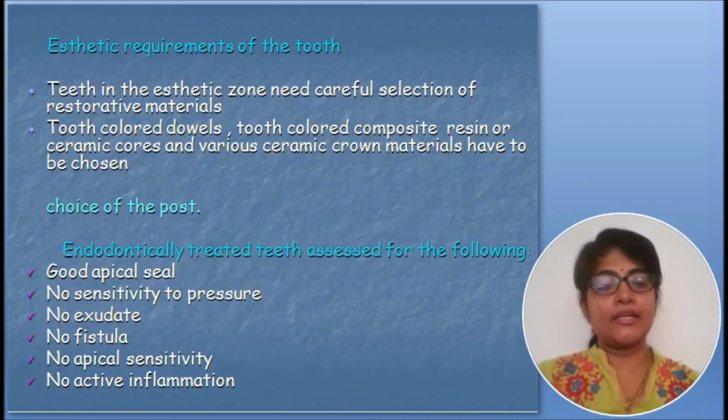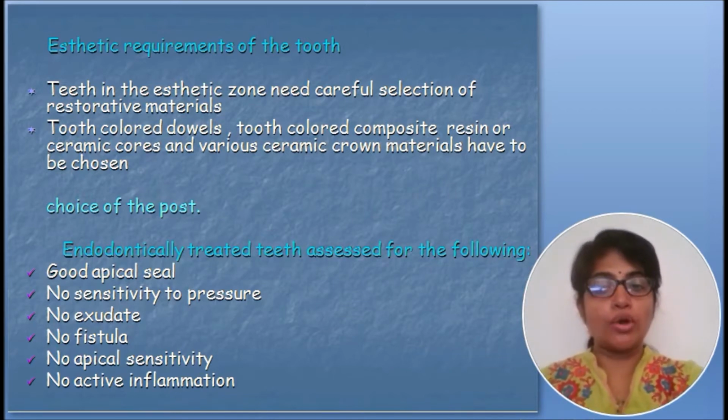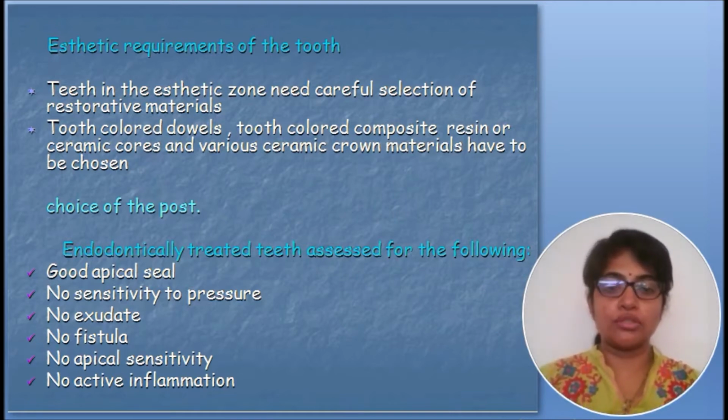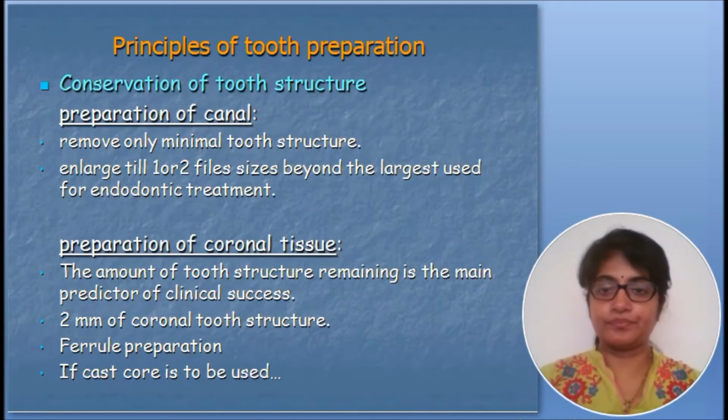Aesthetic requirements of the tooth. Teeth in the aesthetic zone need careful selection of restorative materials. Tooth colored dowels or posts, tooth colored composite resin or ceramic cores, and various ceramic crown materials have to be chosen. The choice of the post. Endodontically treated teeth are assessed for the following: good apical seal, no sensitivity to pressure, no exudate, no fistula, no apical sensitivity, and no active inflammation.